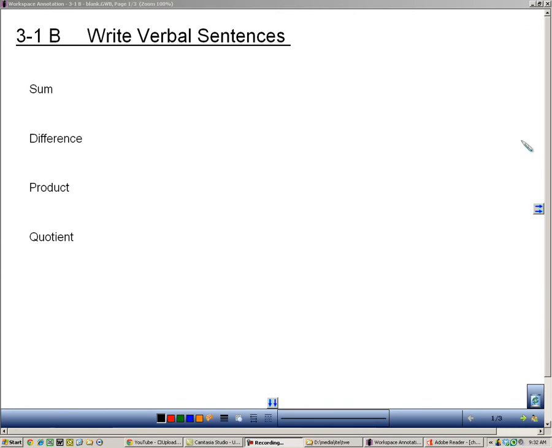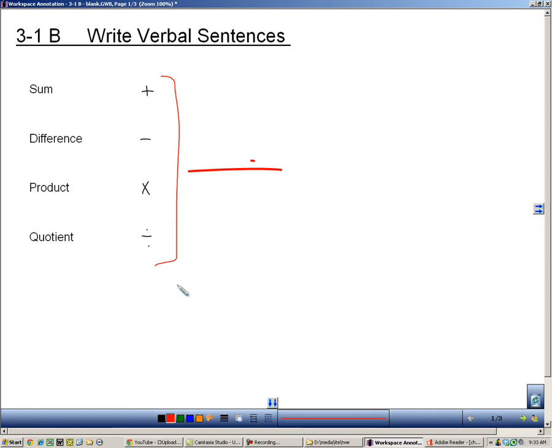Section 3.1b is about writing verbal sentences. Remember, verbal means words. And these four words, sum, difference, product, and quotient, are four special words that we've learned about in the past. If you remember, sum means addition. Difference is the word we use for subtraction. Product is multiplication. And quotient is division. Now, we've also said when you see these four words, you want to look for the word and, because the word and will show you where the symbol is going to go.